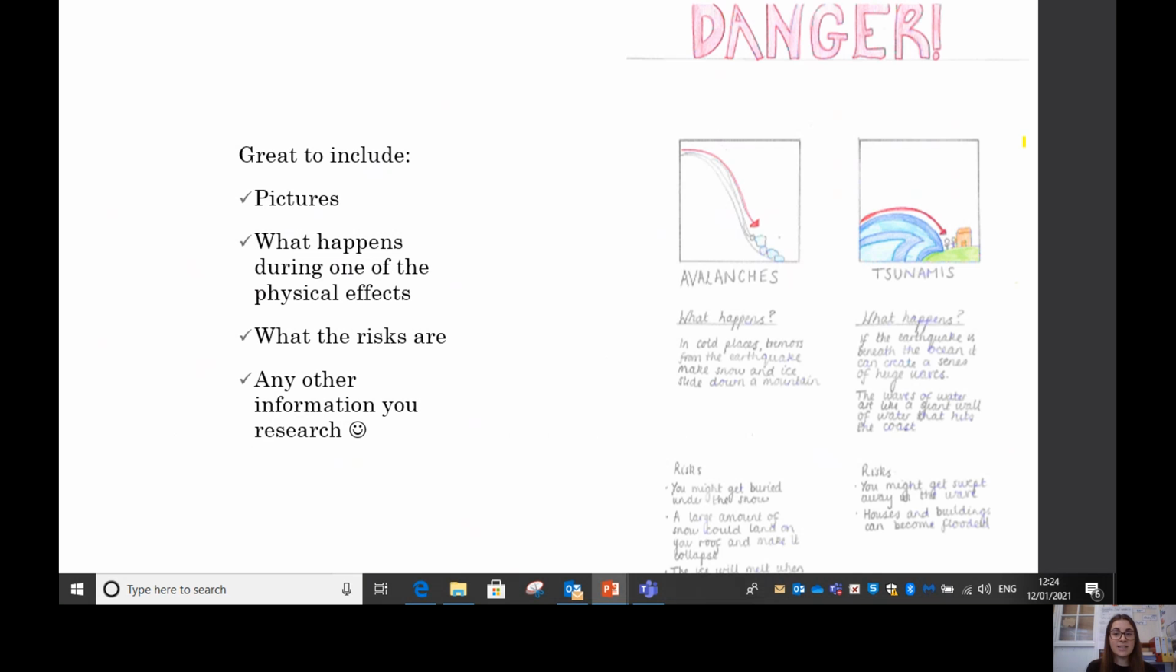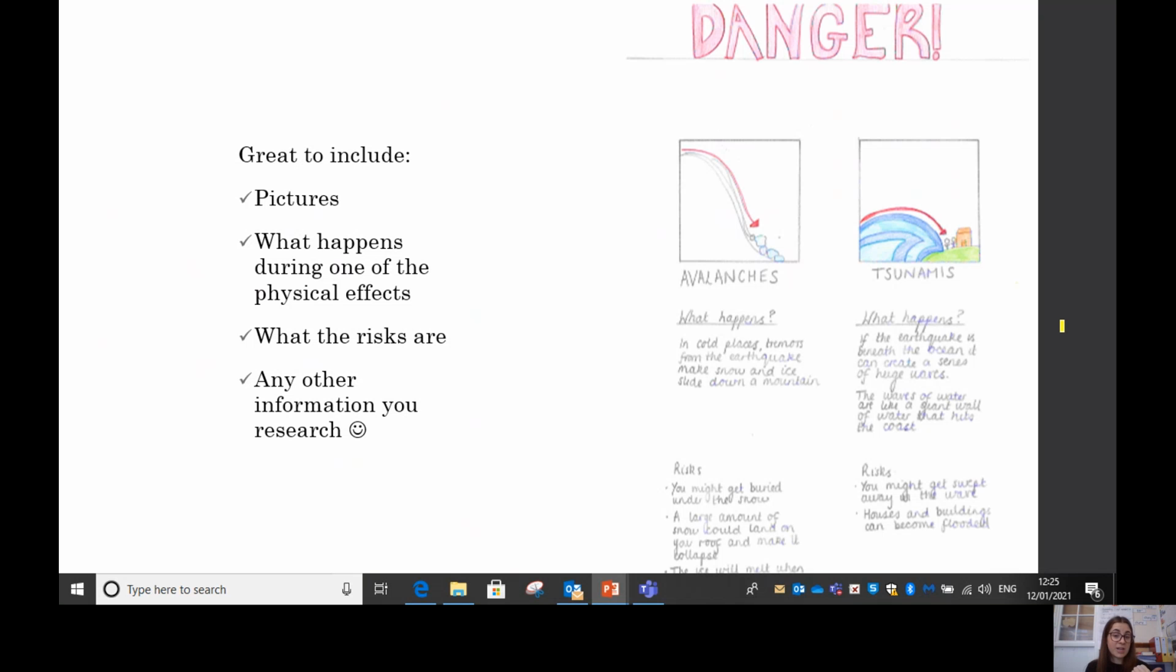Here's an example that I did, and I'm sure that yours are going to be much better, probably more colourful. On mine, I tried to do some pictures. They're not great, but I've done some pictures of the effects that can happen. I've written about what happens, during an avalanche, for example. I've written that in cold places, tremors from the earthquake make snow and ice slide down the mountain. And then I've also listed some of the risks to people. My risks in the avalanches section of my poster say you might get buried under lots of snow. A large amount of snow could land on your roof, which could make it collapse. And the ice will eventually melt, which could cause some flooding.